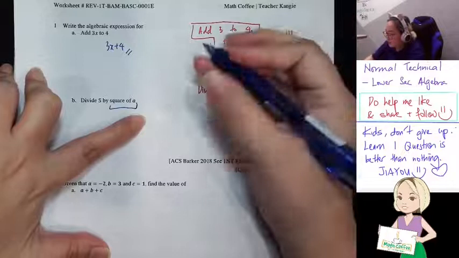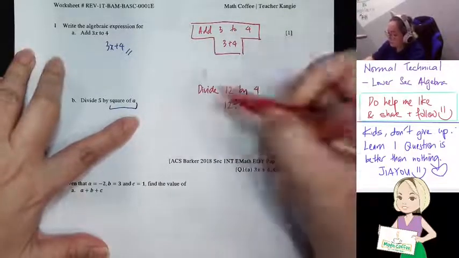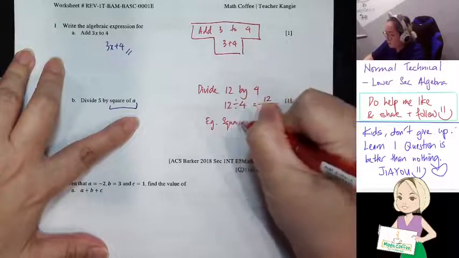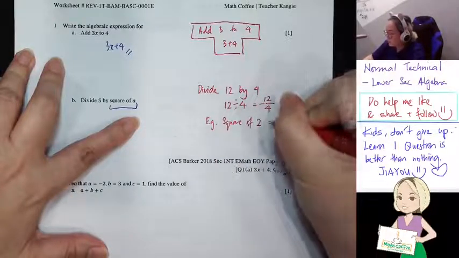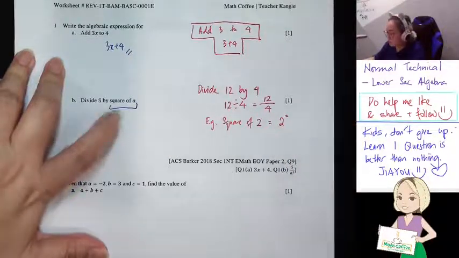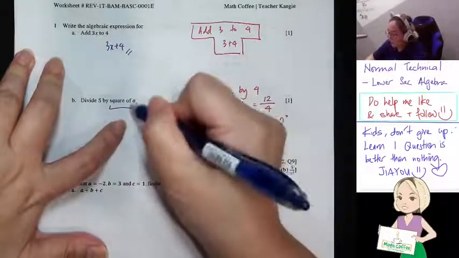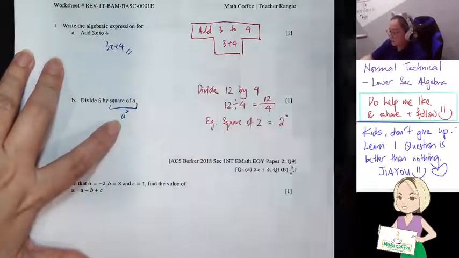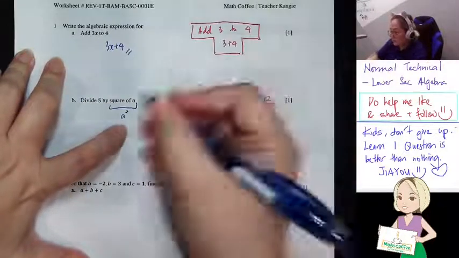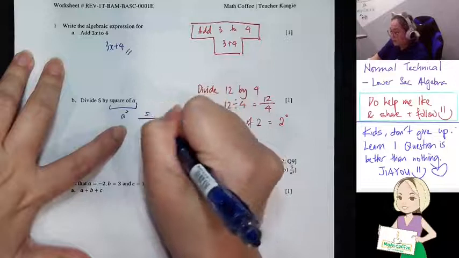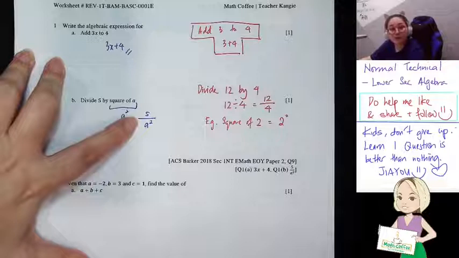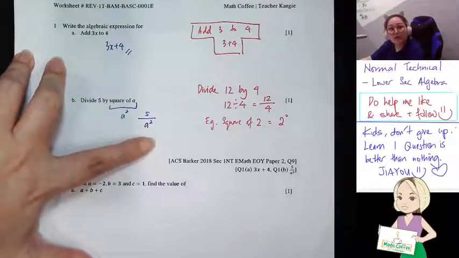Square of a is like, for example, if I say I want square of 2, it means I want 2 to the power of 2. So in this case, square of a means a to the power of 2. So divide by square of a means it will just be 5 over a squared, because divide, we can write as a fraction.